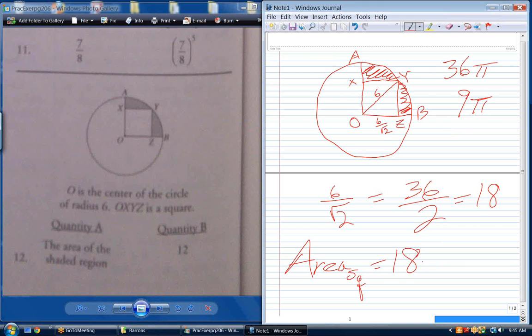So the shaded region is what? I got lost. Okay. 9 pi. Well, that's the quarter circle. So 9 pi, the area, minus 18. Right.